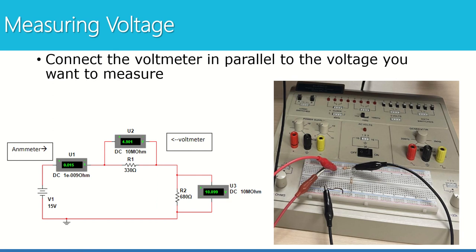We also learned last week how to measure voltage. You're going to connect the voltmeter in parallel to the voltage you want to measure. In Multisim, here's what that would look like. The voltmeter is connected on either end of the resistor to get its voltage. On the bench, we're connecting the DMM to either end of a resistor like this to get its voltage on the DMM.